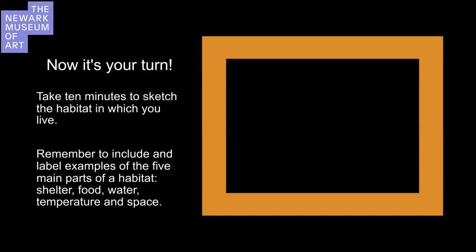As a writing and drawing exercise, take 10 minutes to sketch and label your local habitat. Remember that a biome is a large regional area and a habitat is a local area, and both include animals, plants, and resources found in their environment. So take about 10 minutes to sketch the habitat in which you live and include labeled examples of the 5 main parts of that habitat: your shelter, your food, your water, your temperature, and your space.